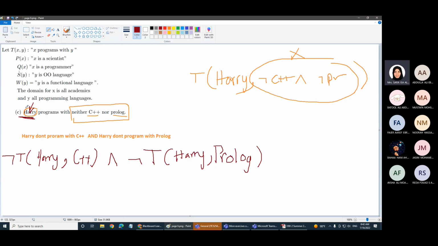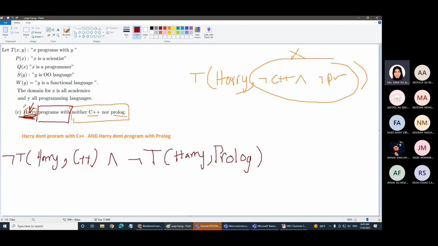There is a capital letter, which means it's a person's name. So Harry is the first parameter, because the connector is programming with. The first parameter is not coming with a quantifier. It comes as a constant value. So that means there is no quantifier. I will substitute init T with Harry as a first parameter.